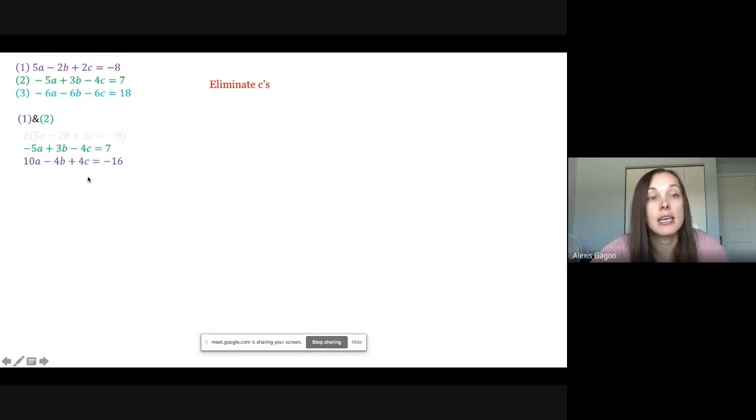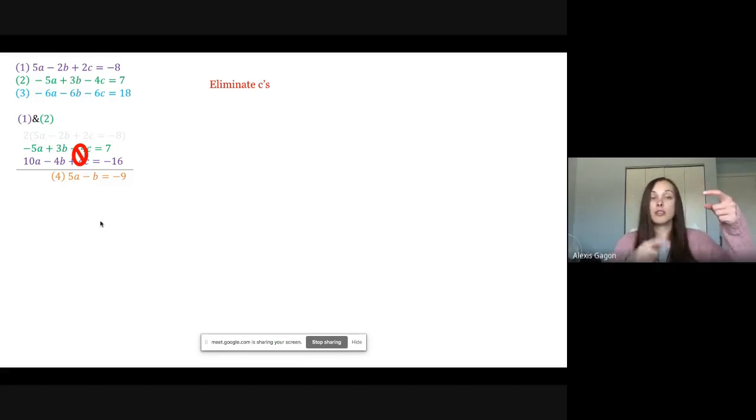Now, when we add these together, they're definitely going to cancel. So then negative 5a plus 10a is 5a. 3b minus 4b is negative b. And then 7 minus 16 is negative 9. And again, just call that equation 4.